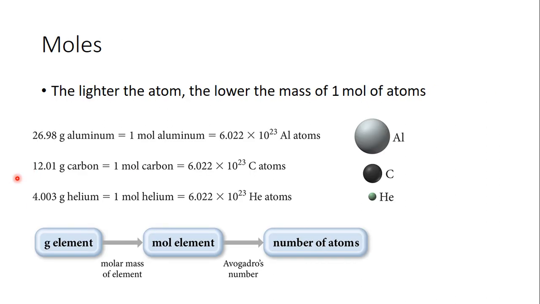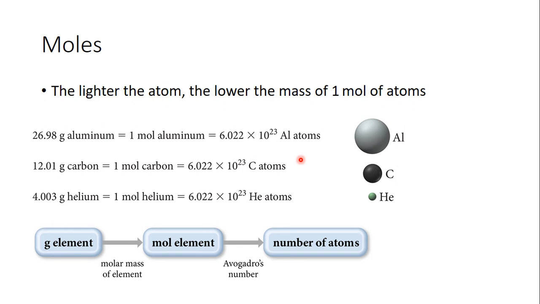So just one final thing to say about the mole. The lighter the atom, the lower the mass of 1 mole of atoms. And this is given again in the periodic table. So for aluminum, 1 mole is roughly 27 grams. Carbon, it's 12 grams. Helium, it's 4 grams. However, in the mole, you always have the same number of atoms. That is a constant. That's your conversion factor.